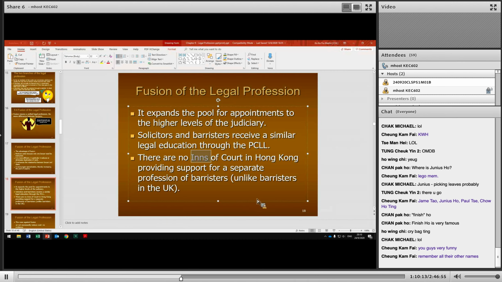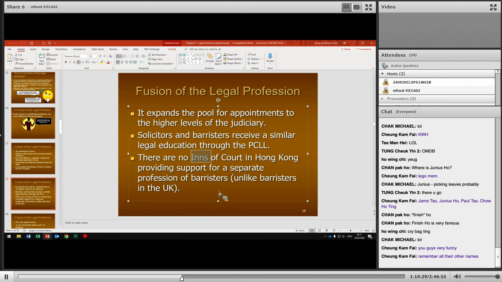For the inn, they are very different. They are not only College of Law for the preparation program. They also provide a lot of support. They will organize seminars or some other training or continuing training for the barrister.